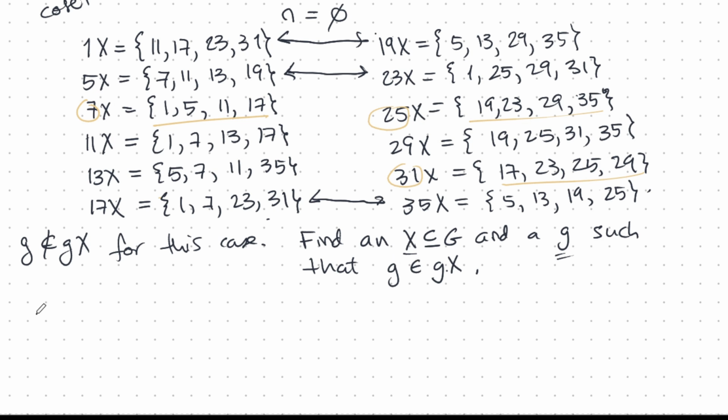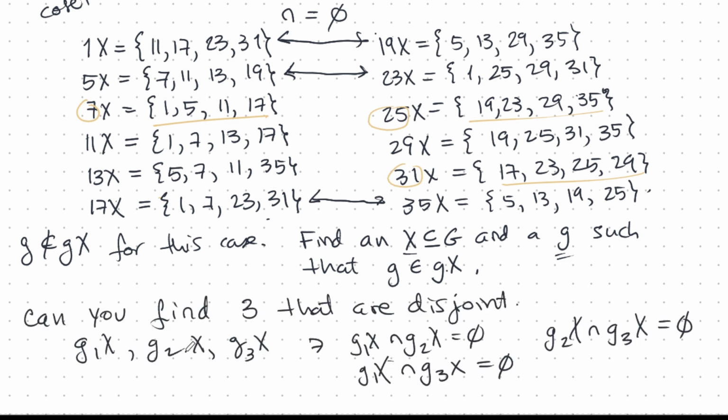We see that there are pairs that are totally disjoint, but can you find 3 of them that are totally disjoint? Can you find 3 of these cosets, g1X, g2X, g3X, such that they are pairwise disjoint, so their intersections are empty? I don't think there is such a situation here. You examine this, or do this calculation yourself, and you tell me what you think.